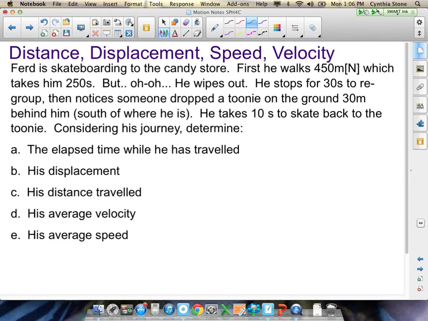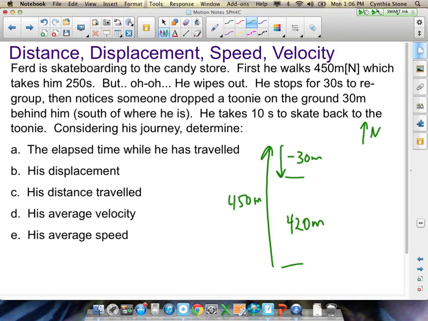So we'll say, up is north. So he walks 450 north. But uh-oh, he wipes out and he stops right here. He stops for 30 seconds, and in that time he notices that back here, there's a penny, or a toonie, sorry. So he walks 450 from here to here, and he goes back minus 30 meters. So his overall from here to here will be the 420, right? That's his overall displacement, okay?